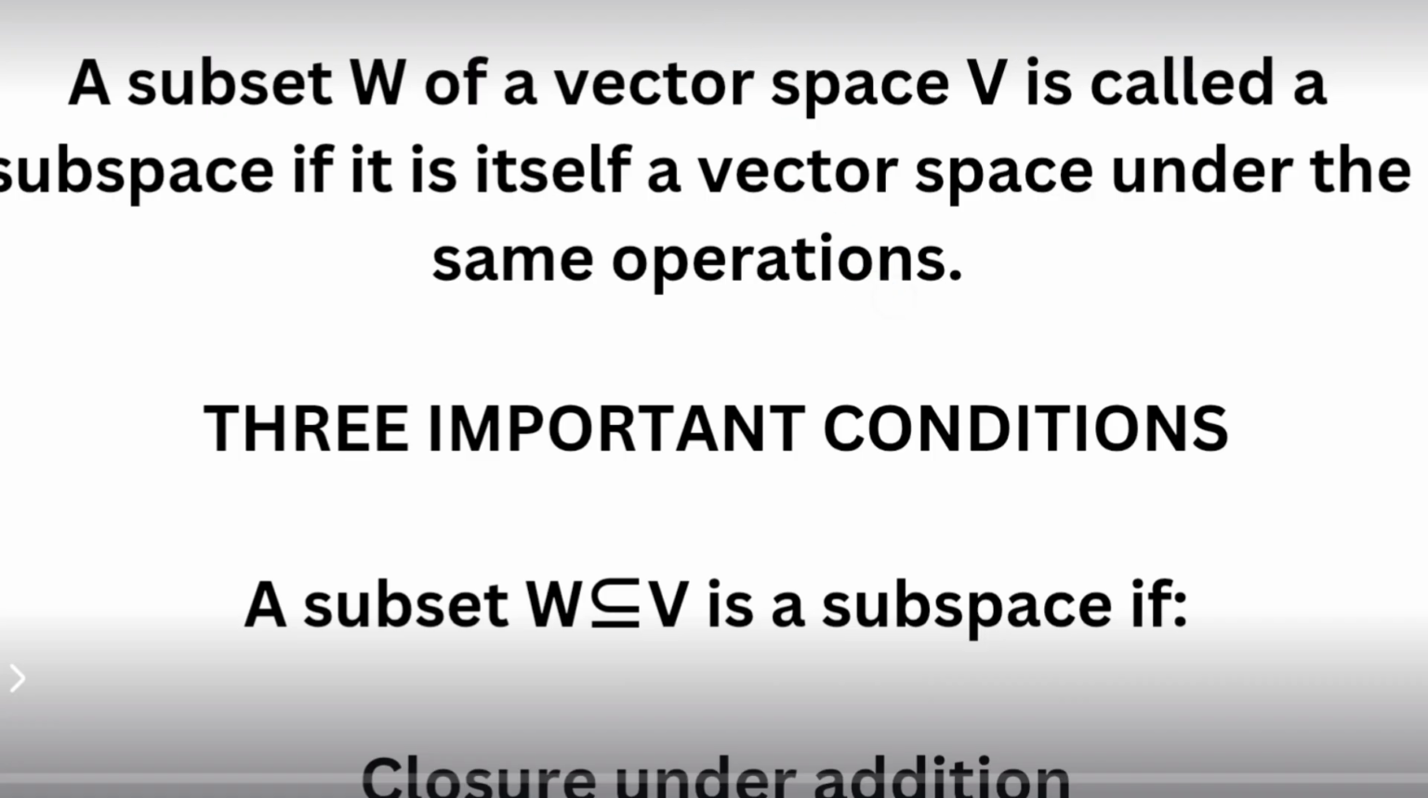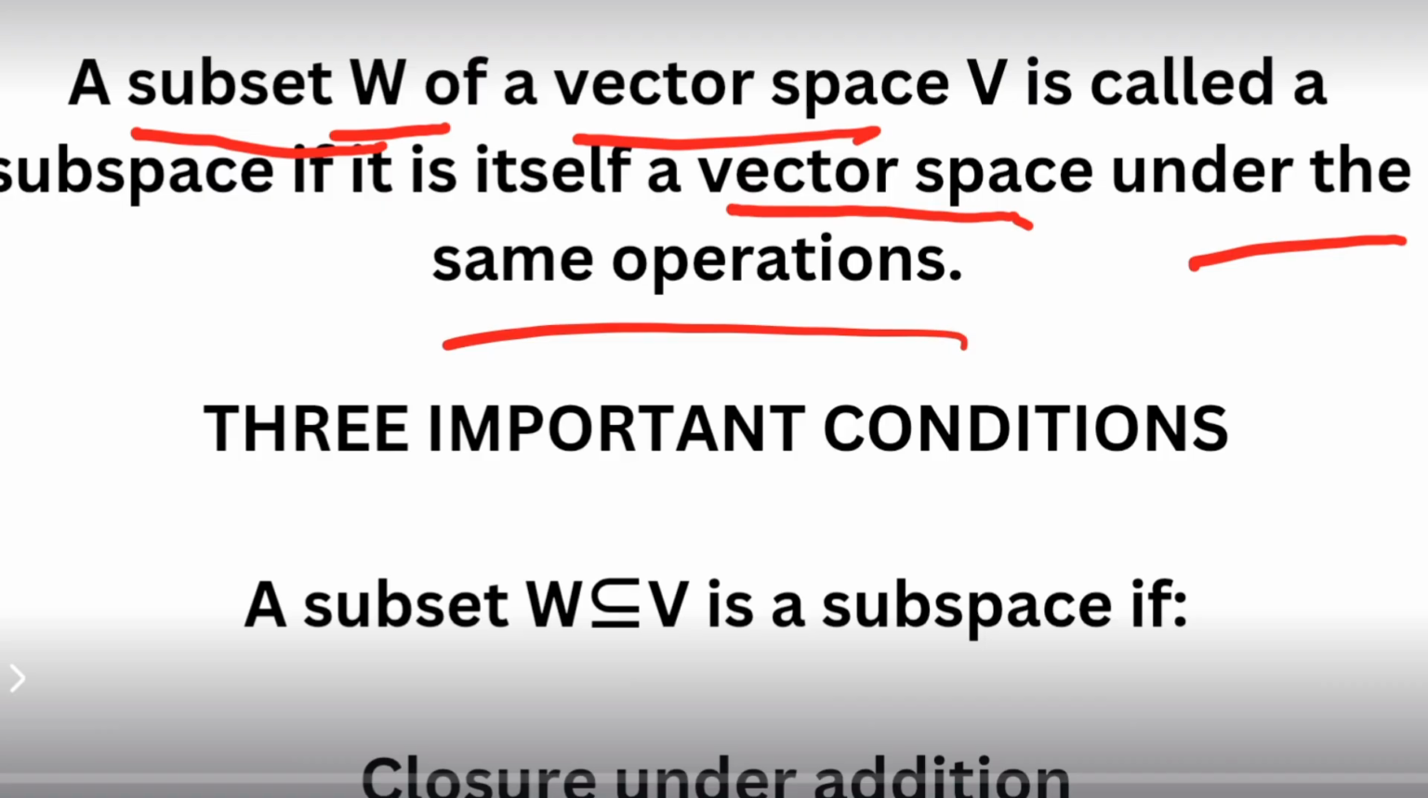Subspace, observe here. So what is a subspace? We know that a subspace is a subset of a vector space. Suppose you consider W is a subset of a vector space V. It is called a subspace if it is itself a vector space under the same operations. Same operations means vector addition and scalar multiplication, and the zero vector. When these are satisfied, that subset is called a subspace.